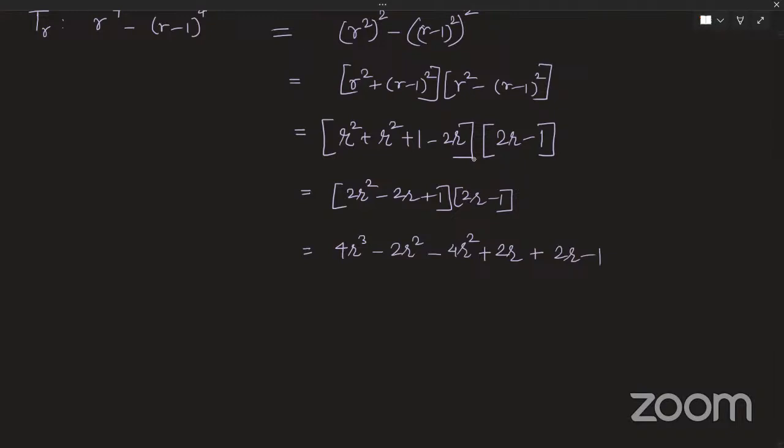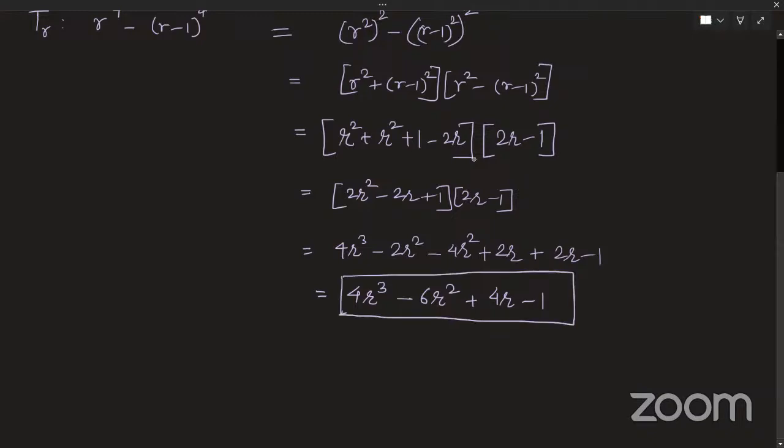Just opening up the brackets. Correct. Just recheck it: 4r cube minus 2r square minus 4r square plus 2r plus 2r minus 1. Yes, it is correct. So it is 4r cube, then we have minus 6r square plus 4r minus 1. Right, everyone? So this is my rth term. Same thing, this is my rth term.